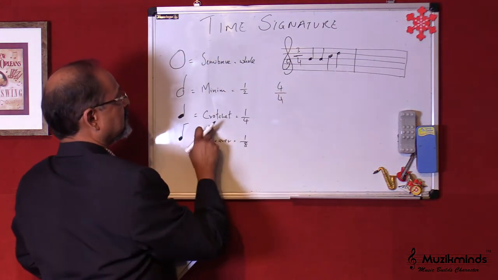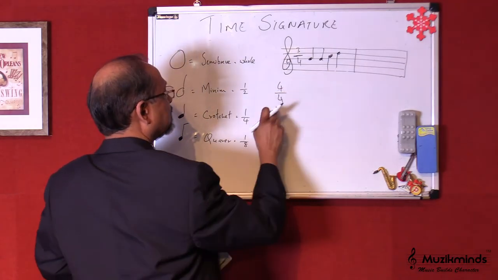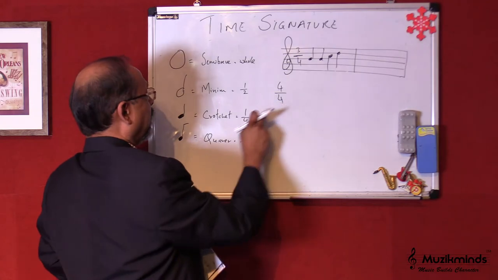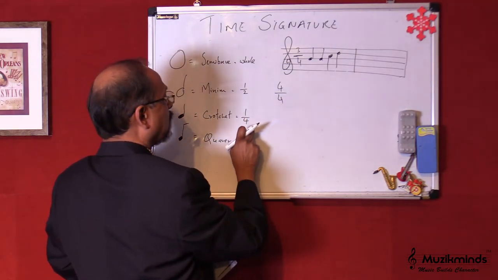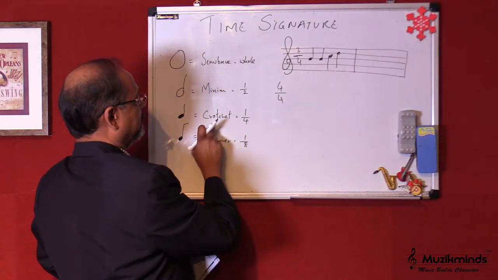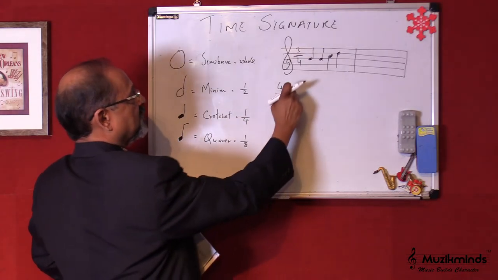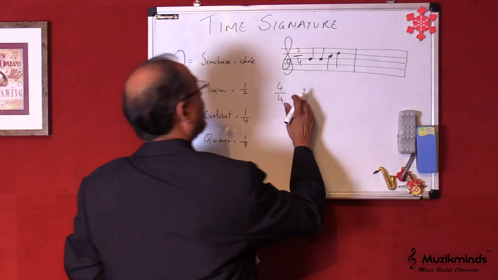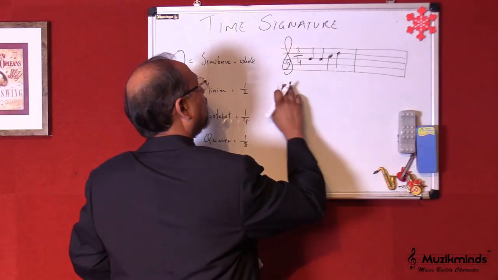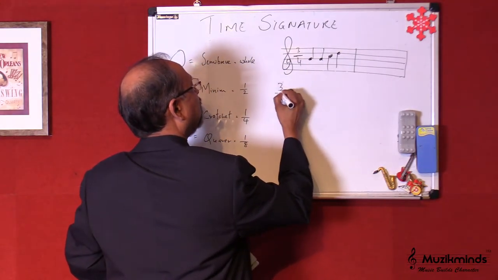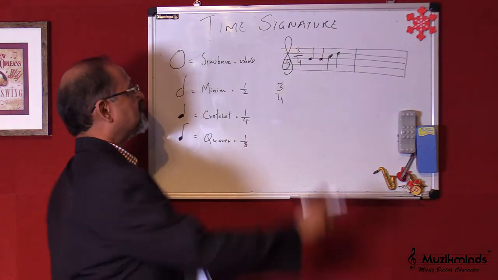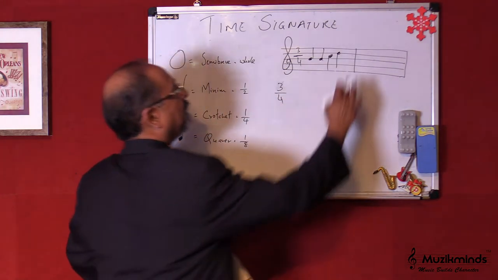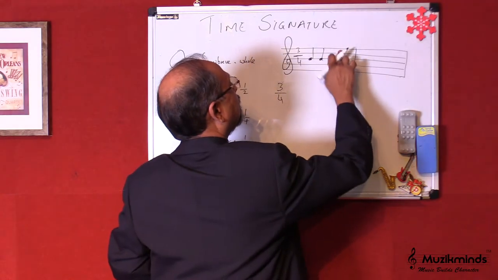Now, these are crotchets. Why I say there are four crotchets is because the bottom number is four, which means it's a quarter beat, which is a crotchet. So it means four quarters in one bar. And if I have, let's say, something like 3/4, it means it's three crotchets in one bar. It would look something like this.